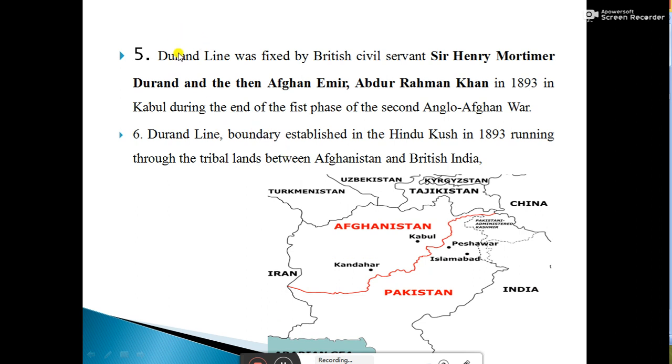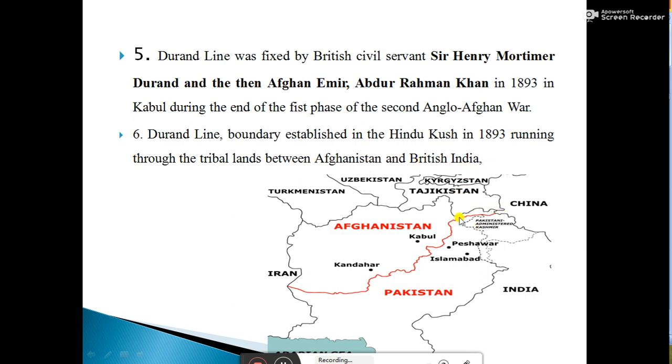There is another piece of information. The Durand Line was fixed by British civil servant Sir Henry Mortimer Durand and the then Afghan Amir Abdur Rahman Khan in 1893 in Kabul, during the end of the first phase of the Second Anglo-Afghan War. The Durand Line, or boundary, was established in the Hindu Kush in 1893, running through the tribal land between Afghanistan and British India.